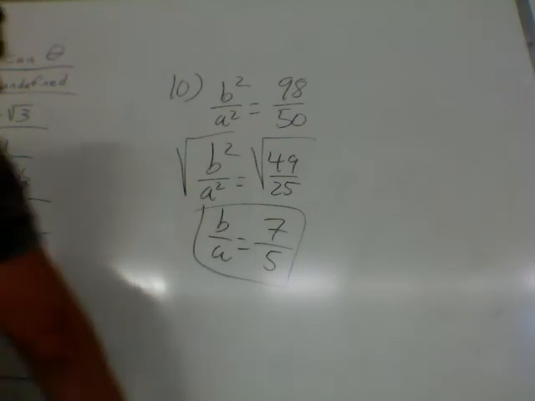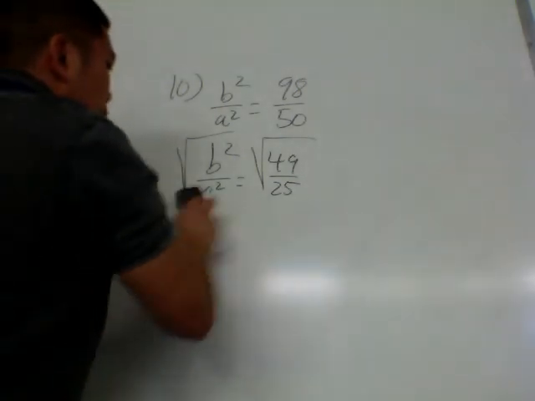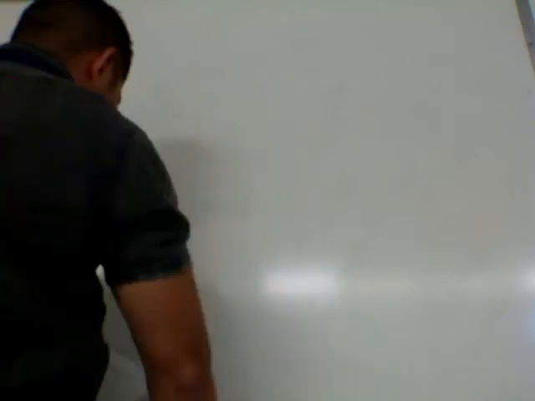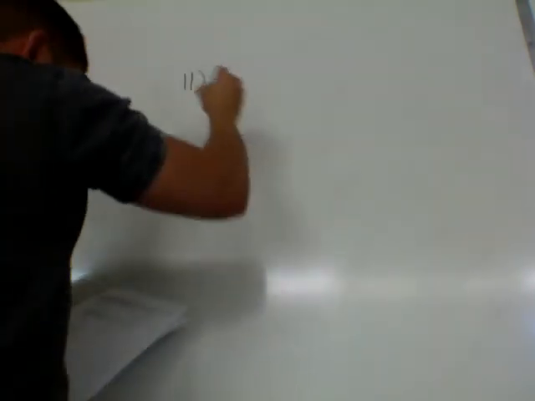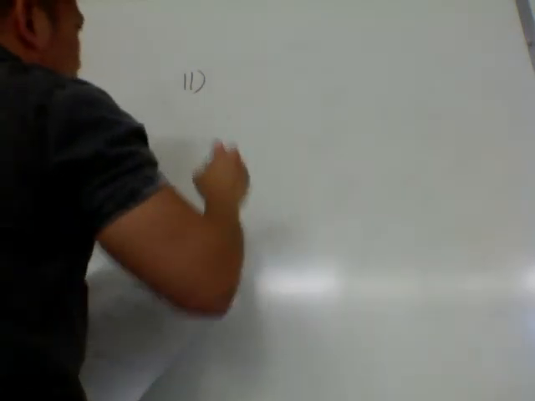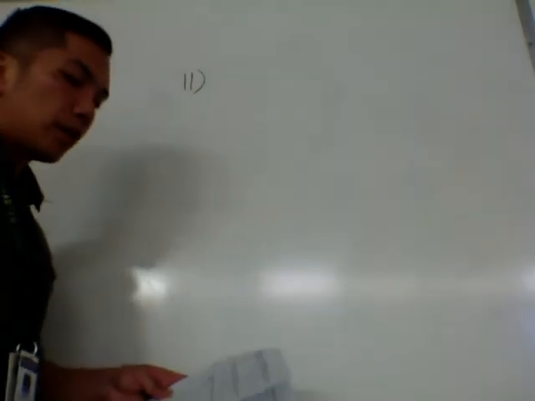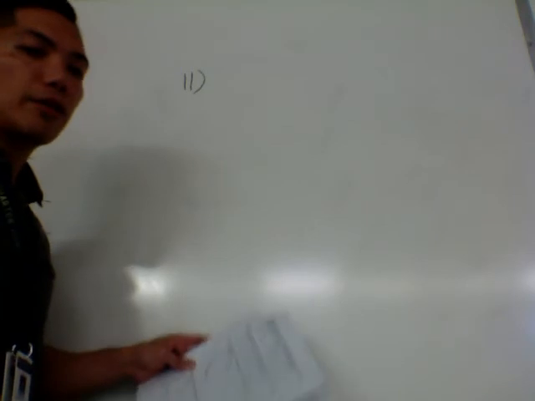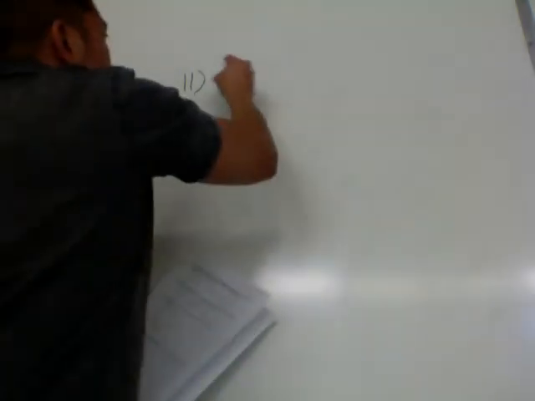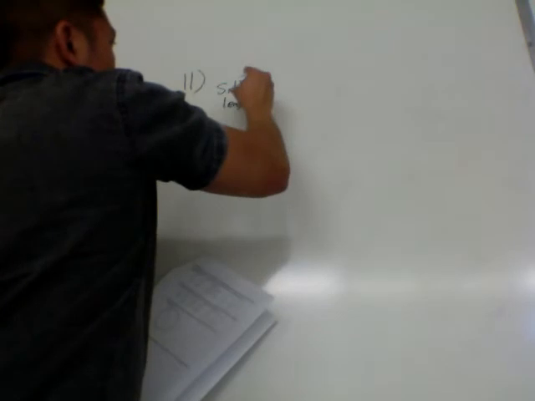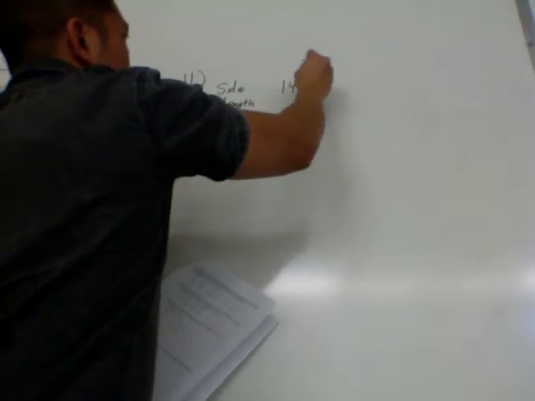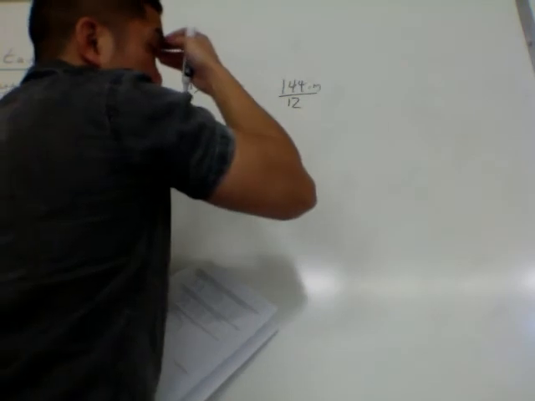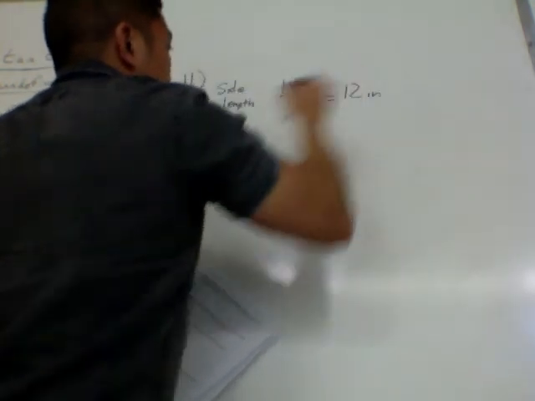Now, number 11 is another one of these area of a regular polygon problems. I have a dodecagon. The perimeter of the regular dodecagon is 144 inches. If my entire perimeter is 144, and I have 12 equal sides, to find the side length I do 144 inches divided by 12, since there are 12 sides. So your side length is 12 inches.